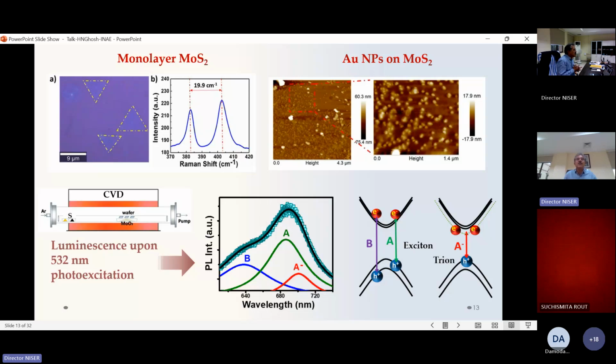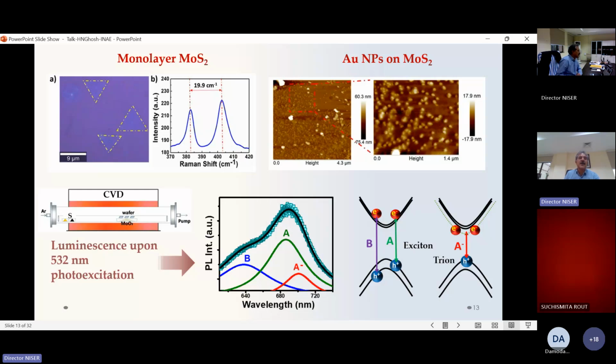And figure out through Raman spectroscopy, if the E2g and A1g peak gap is like 19.9 wave numbers, then you can tell this is purely a monolayer. And also because we want to do the hetero system, we put gold also and took the measurement and figure out what is the thickness of the gold and all this.